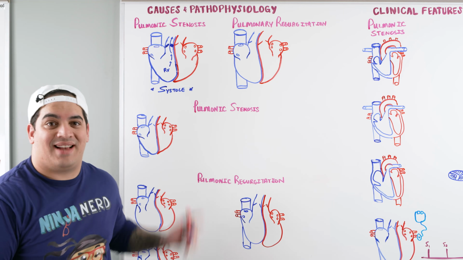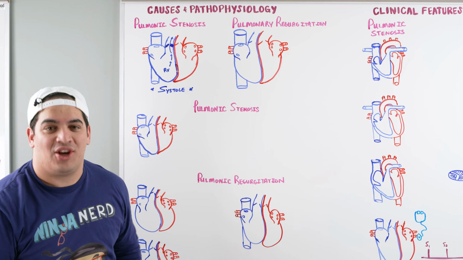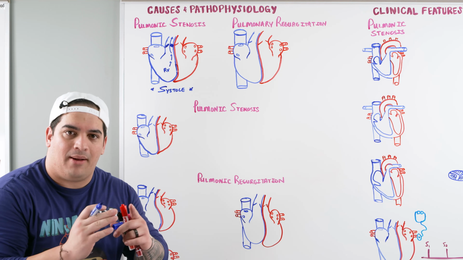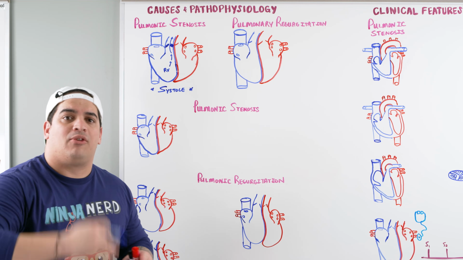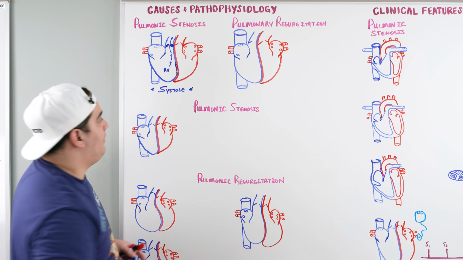The question we have to ask a little bit later is what causes that fibrosis, what causes the narrowing of that pulmonary valve that prevents blood from leaving the right ventricle. And we'll do that in a little bit.